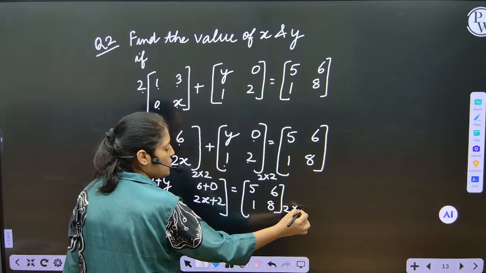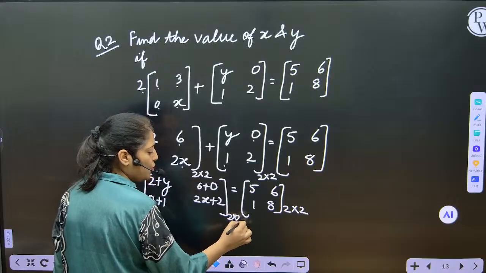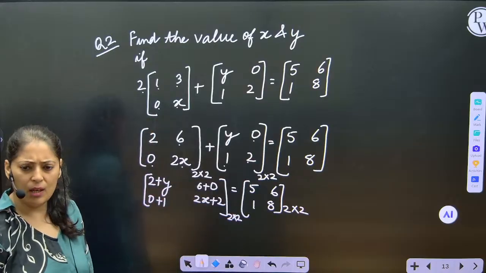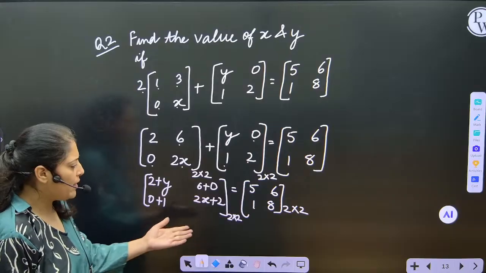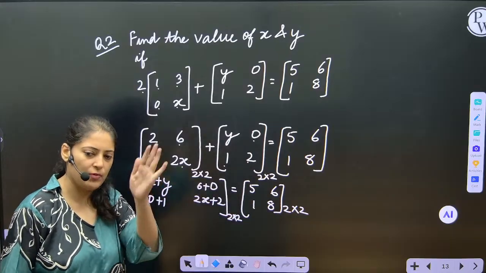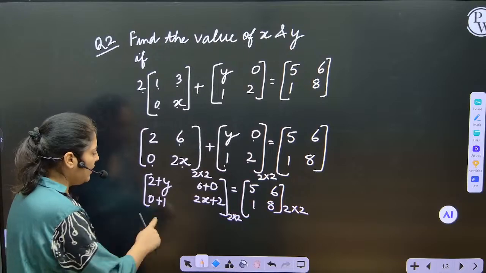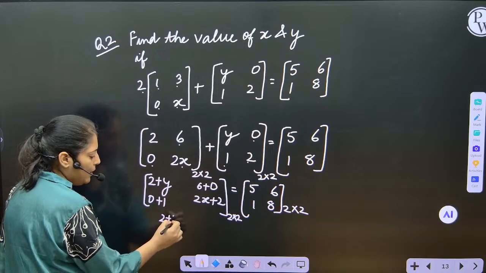This order is also 2 cross 2. So equality is possible. But they have given they are already equal. So order is also same. That means corresponding elements will also be equal. Okay. So that means corresponding elements means what?